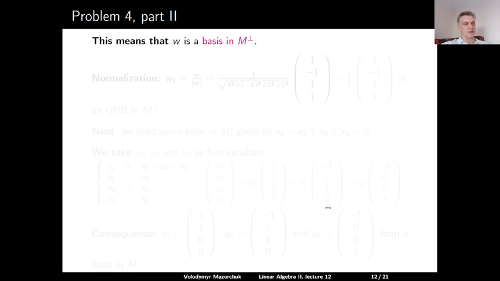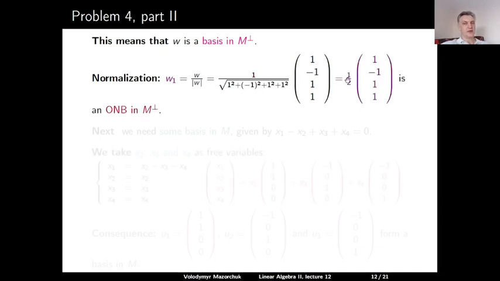Let's denote it by W. So if we use the Gram-Schmidt process on this one linearly independent vector, we get the vector W1, which is equal to W divided by its length. And this is the vector (1, -1, 1, 1). Its length is the square root of 1 squared plus (-1) squared plus 1 squared plus 1 squared. So this is the square root of 4, which is 2. And we get the vector 1/2 times (1, -1, 1, 1). This is an orthonormal basis in the orthogonal complement to M.